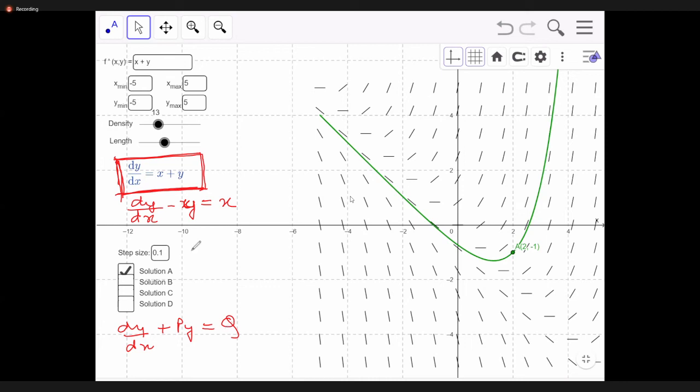Ma'am, the integrating factor which I got is e to the power minus x square. Okay. Now you just tell me your final answer, what you got for the solution. Y into e to the power minus x square is equal to minus 1 by 2 e to the power minus x square plus c. Okay, all right.